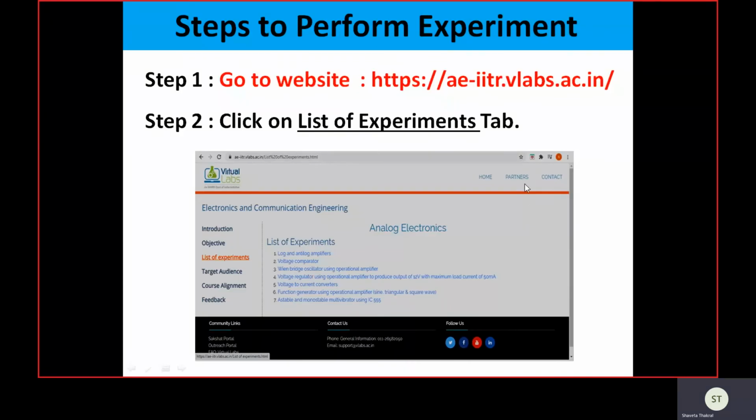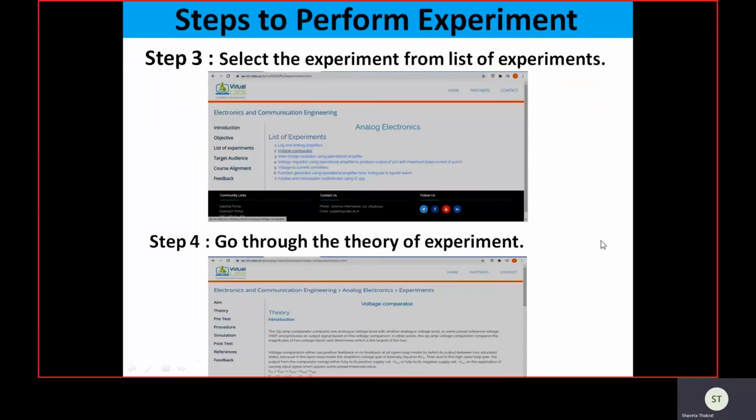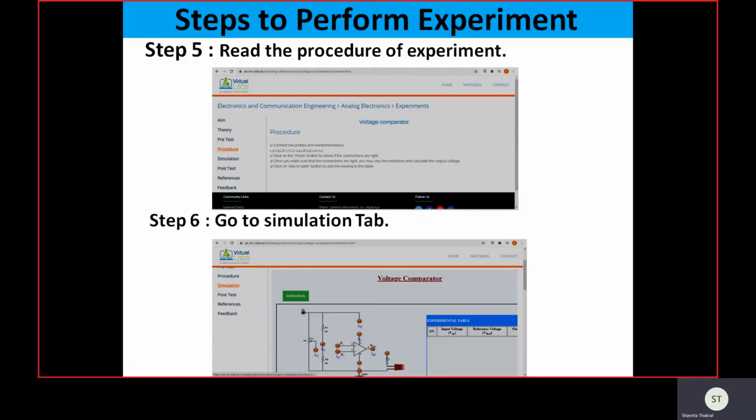These are the steps to perform the experiment. First of all, we need to visit this website. Then we click on the list of experiments tab there, and here is the list of experiments. Then we select the experiment from the list, that is experiment number 2, the voltage comparator. When we click on this particular experiment, there are various tabs. So we can go through the theory of the experiment. Already here also we have discussed the theory background of the voltage comparator. Then we can read the procedure of the experiment. A step by step procedure is given to perform this experiment.